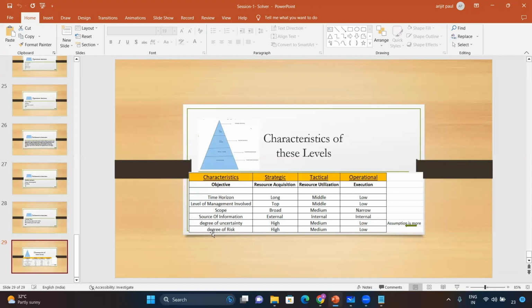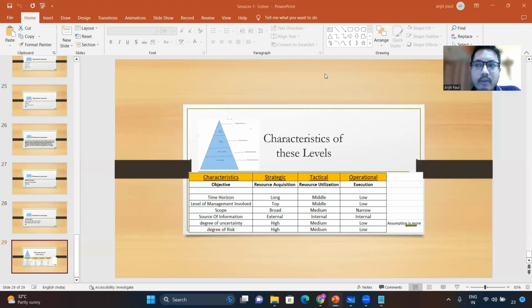Okay. Now, degree of uncertainty. The degree of uncertainty for strategic is very high. For tactical, that is medium. For operational, that is low. So why is the degree of uncertainty high? Because when the top level management is taking any strategic decisions, the assumptions are more. So that is why the uncertainty level is very high. That means we can say the degree of risk is also very high under strategic, right? For tactical, that is medium. For operational, that is low.